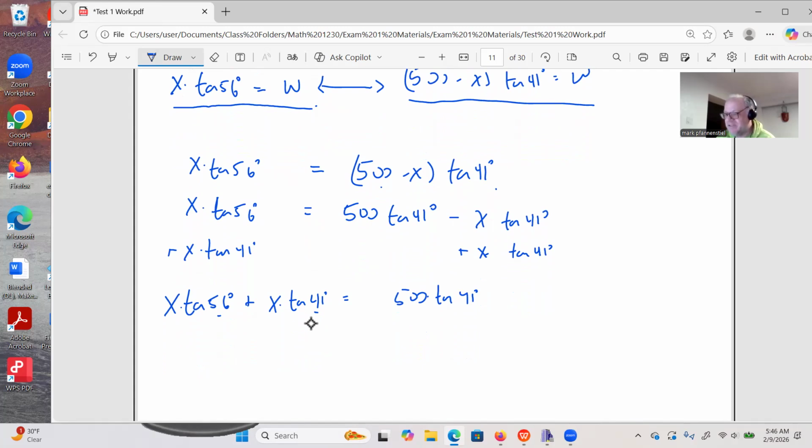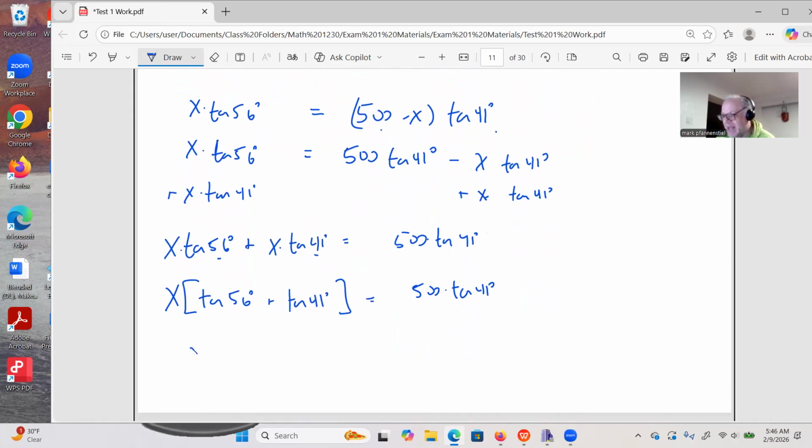It's easier to say we have X times (the tangent of 56 degrees plus the tangent of 41 degrees), and that is equal to 500 times the tangent of 41 degrees. Now we could just go ahead and solve for X, where X is equal to 500 times the tangent of 41 degrees divided by the tangent of 56 degrees plus the tangent of 41 degrees.